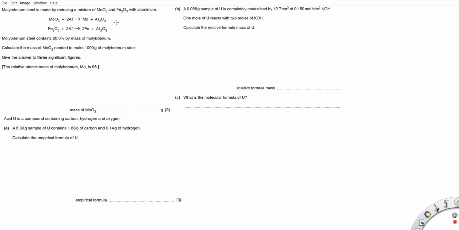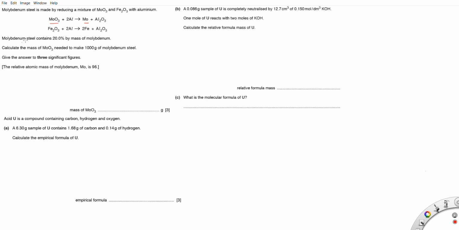So in continuation of our series of chemical calculations, we are here with some past paper examples. Question says now molybdenum. All the questions have been selected from 2019 paper and it was variant 1. Okay, so molybdenum steel is made by reducing a mixture of molybdenum oxide with iron oxide and aluminium. So equations are given. This is molybdenum oxide and molybdenum.